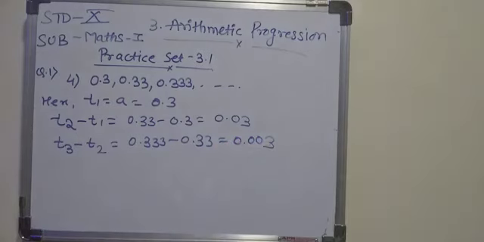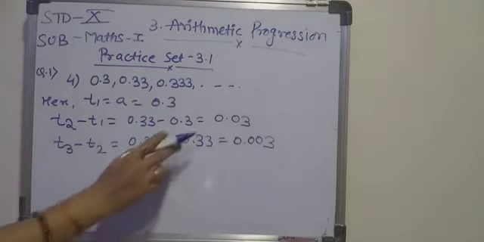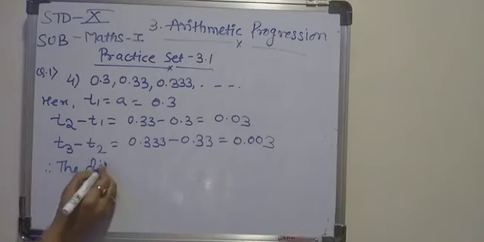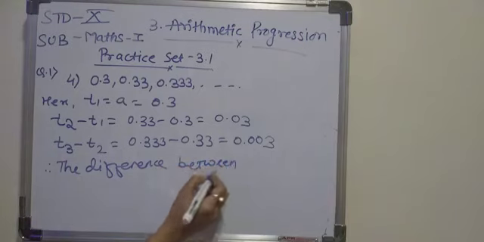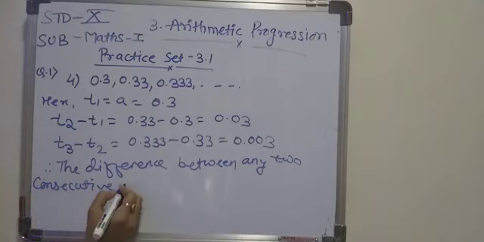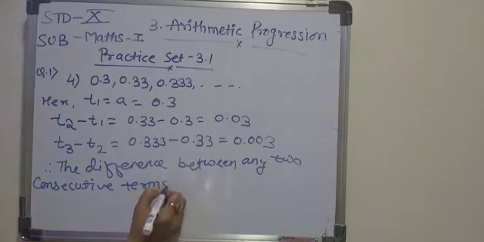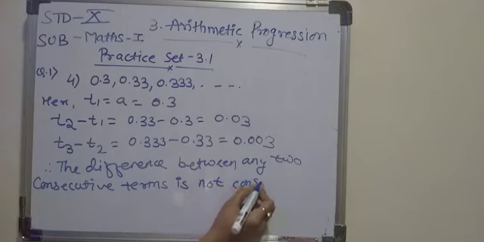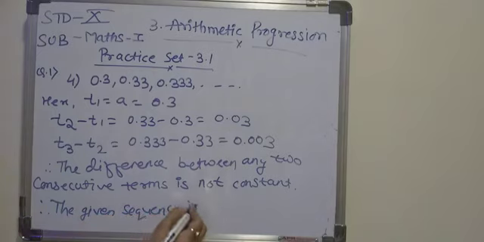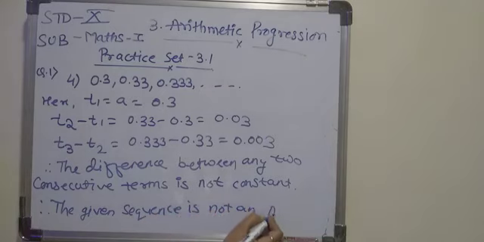So you are going to get 0.003. Here we are observing that the difference between consecutive terms is not constant. First you are getting 0.03 and the next you are getting 0.003. So therefore the difference between any two consecutive terms is not constant. Therefore, the given sequence is not an AP.